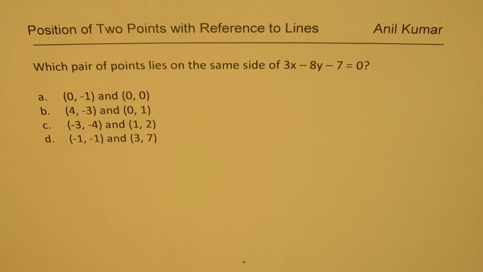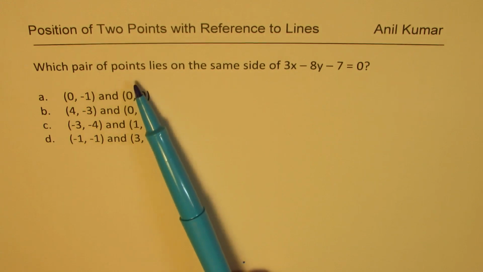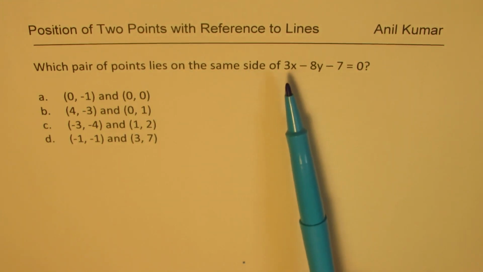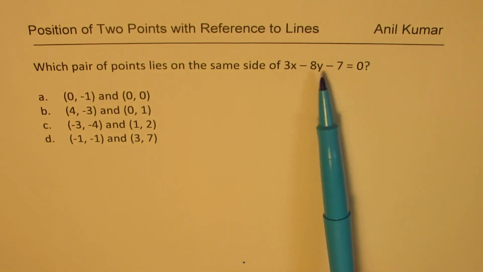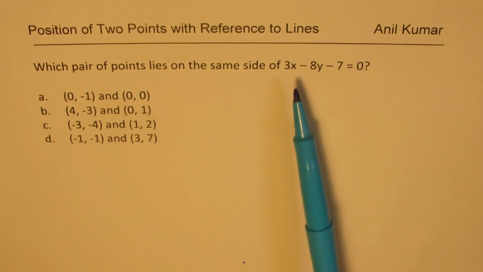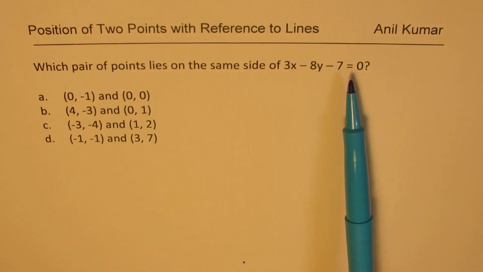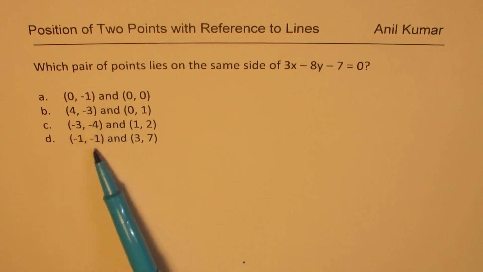Interesting question which has been taken from previous test papers. Which pair of points lie on the same side of 3x minus 8y minus 7 equals to 0? So that is the equation of a line given to you. We need to figure out which one of these lie on the same side.